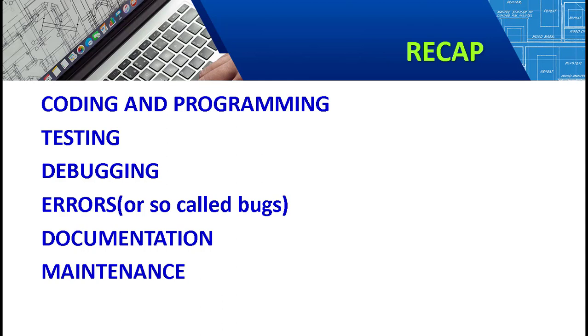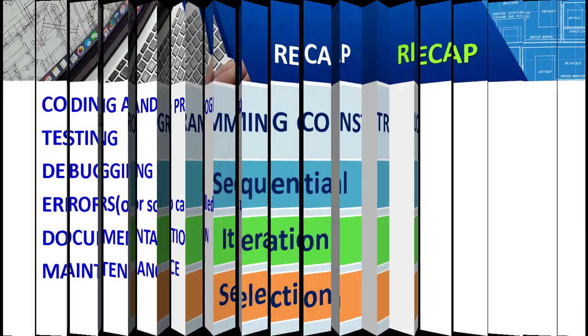And documentation also we have studied. There are two types of documentation, internal and external documentation. And finally we have studied maintenance. Maintenance is a process of updating or providing a new version of a program. So these were the topics which we studied in this chapter.